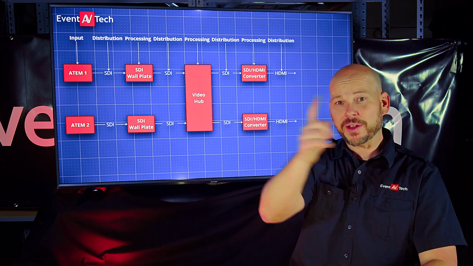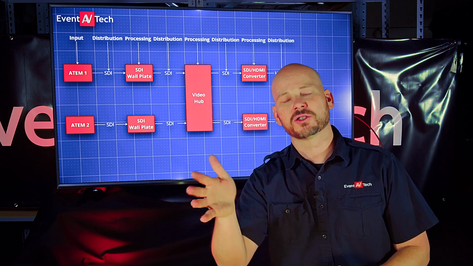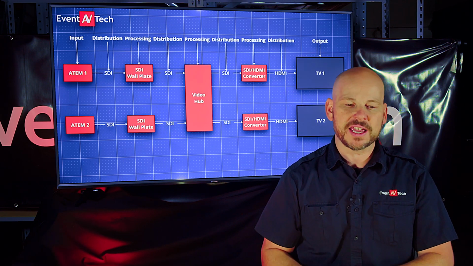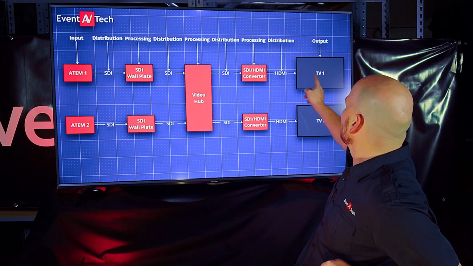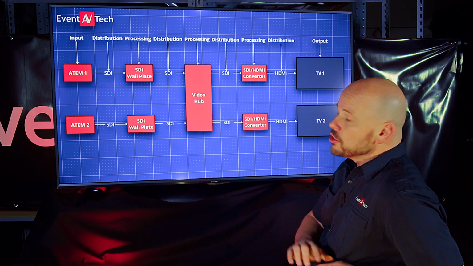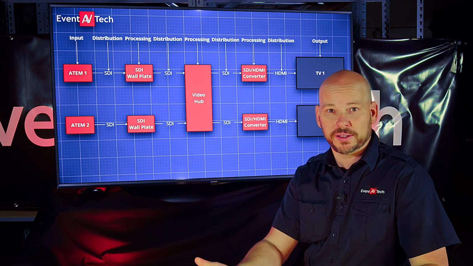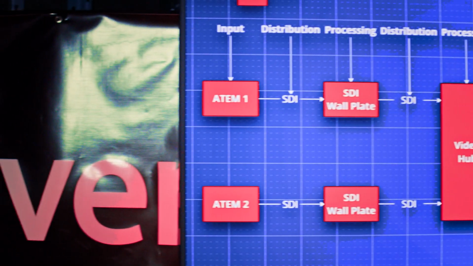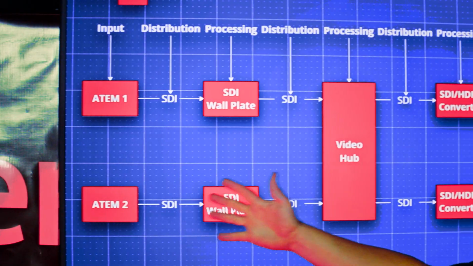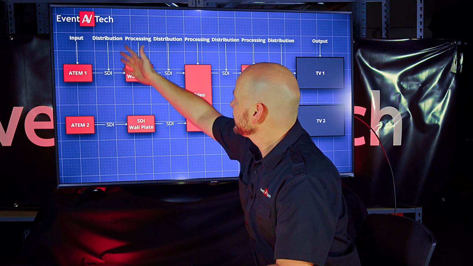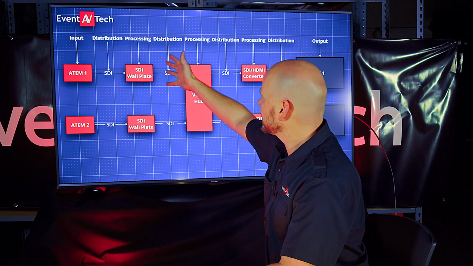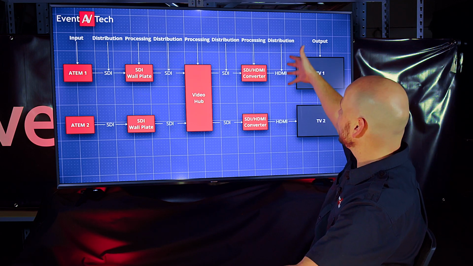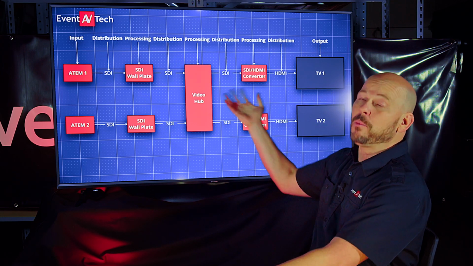Then we're going to come out again into distribution. We're going to distribute down an HDMI cable, and finally we're going to hit our two TVs, TV1 and TV2, which is our output, okay? So that's a really easy way now to begin to understand the way that the system flows. Input, distribution, to some processing, to distribution, to processing, to distribution, to processing, to distribution, and then output.